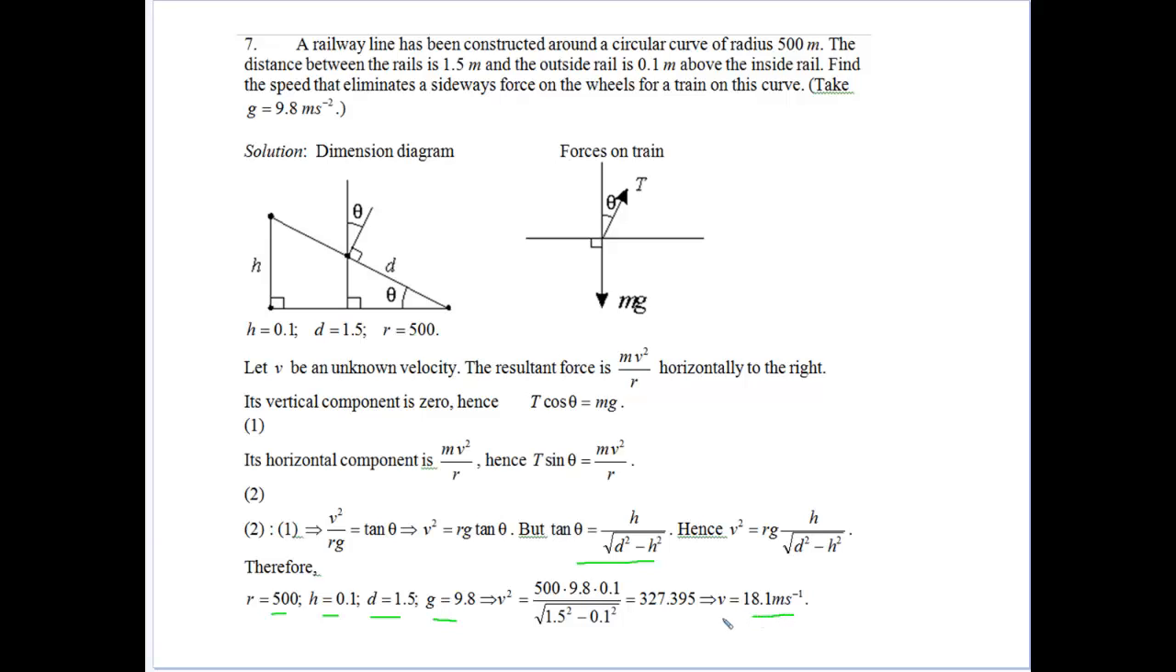per second. So that's how fast the train needs to go to eliminate any forces of friction that will act inwards or outwards, so it moves without any sideways force. That's going to have to be the speed that's designed.